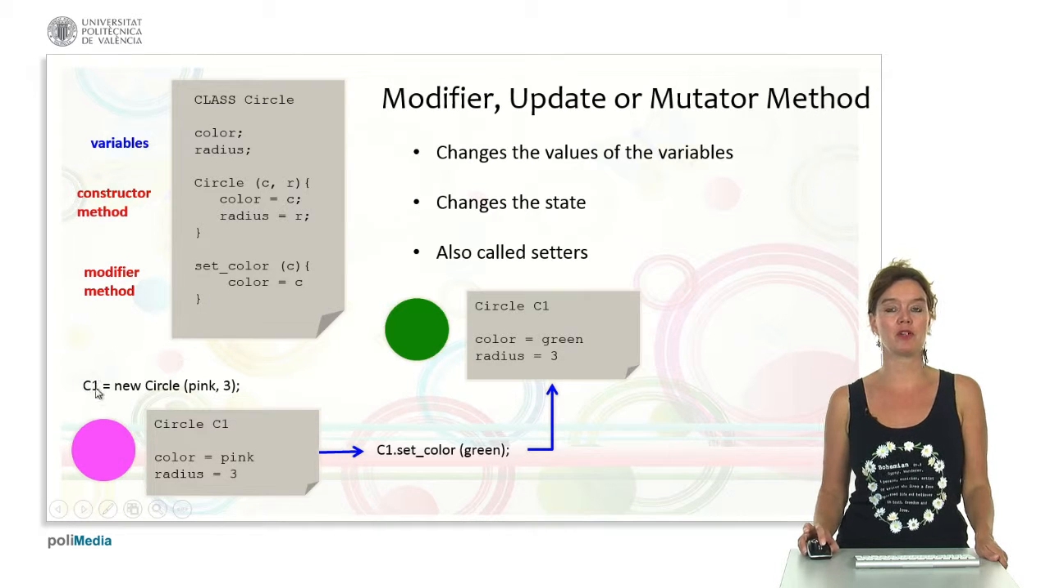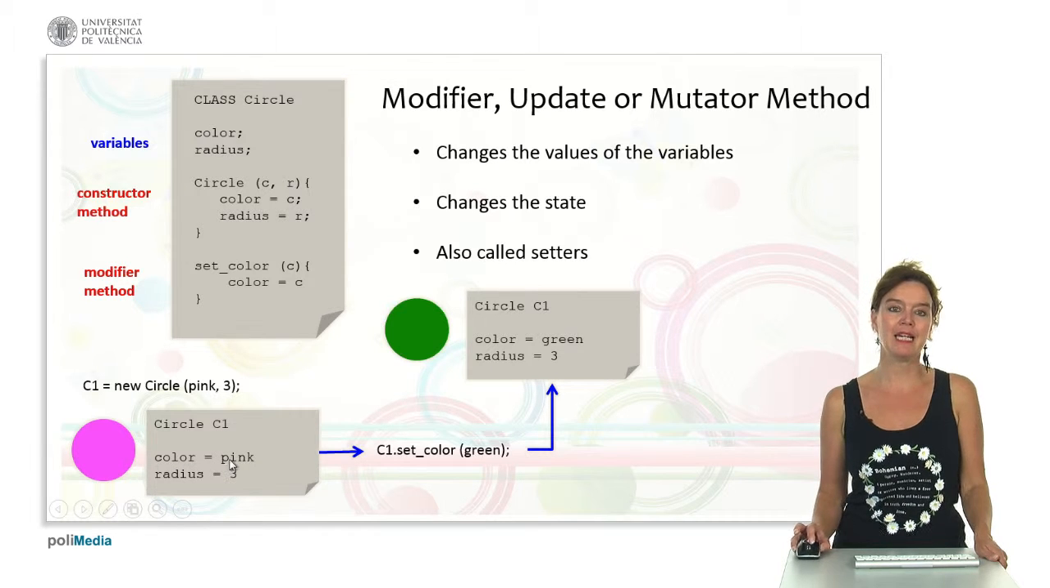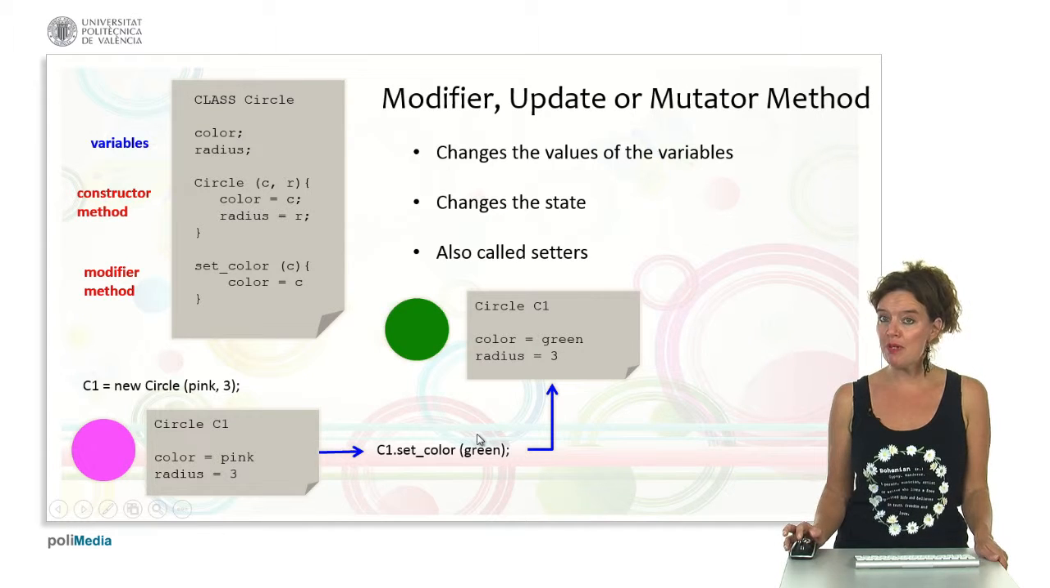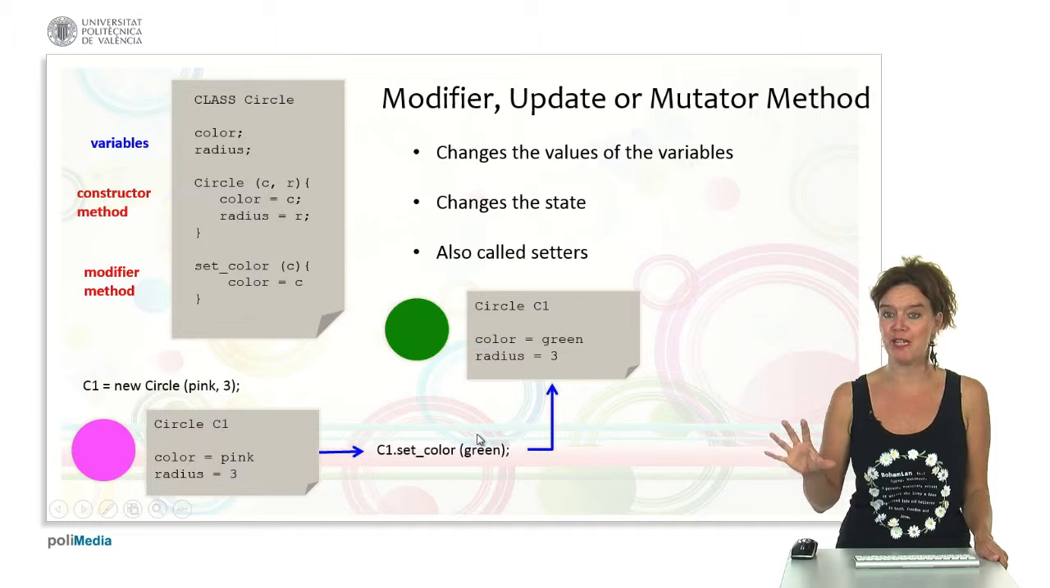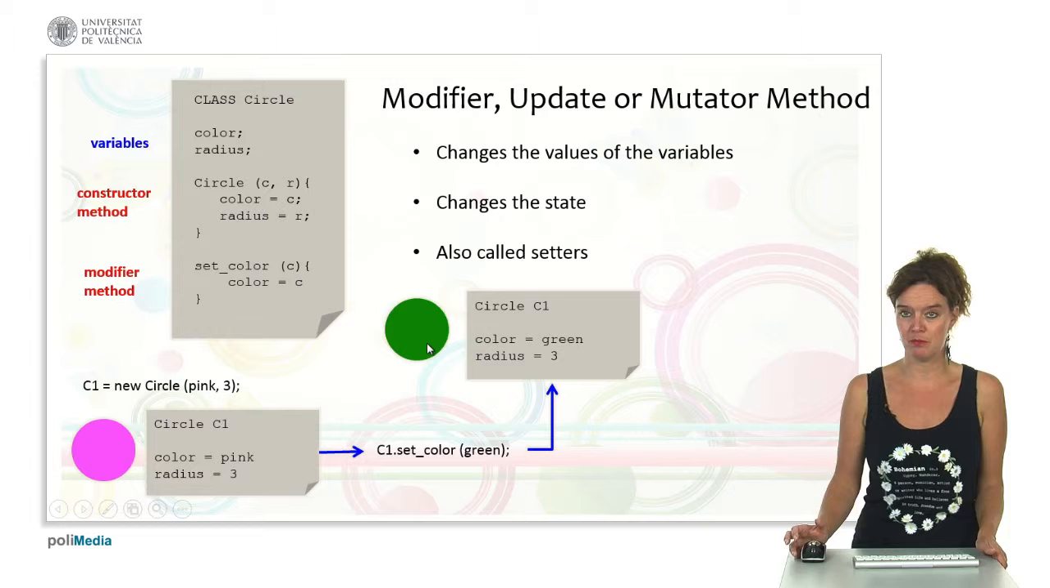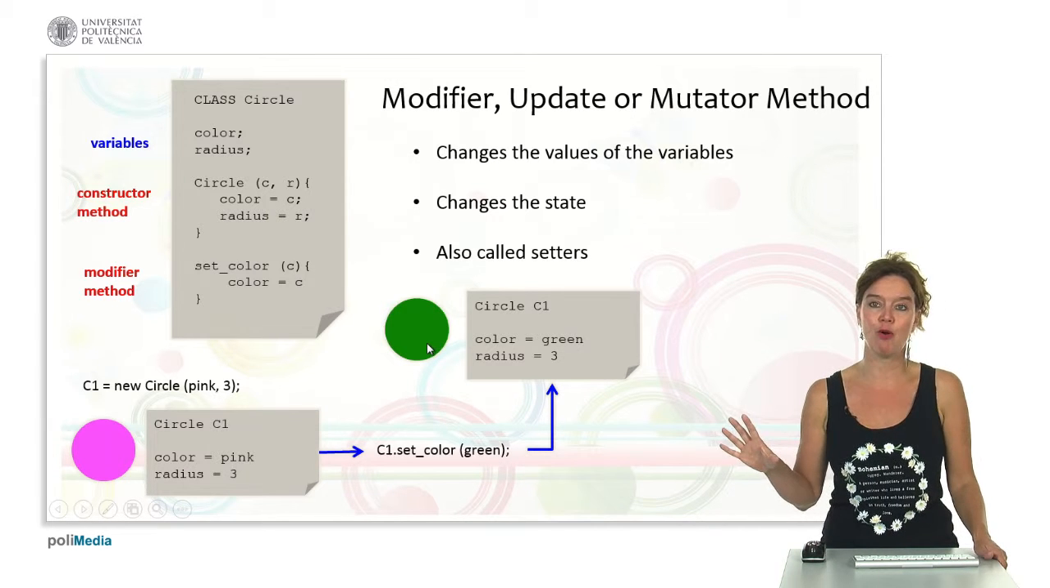So here we have our circle that we just created on the previous slide. It created an instance of the class Circle with color pink and radius 3, and here we say on C1 call the method setColor and set the color now to green. And what happens is that the state of our object changes such that afterwards circle C1 has the color green. Here you can see it. So these are modifier methods that modify the state of an object.